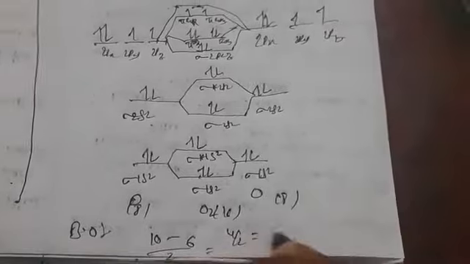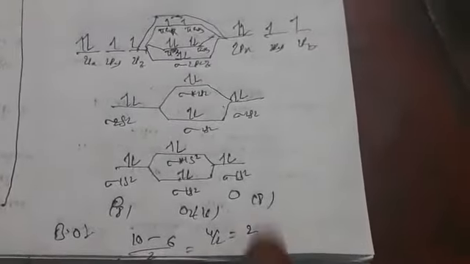So now coming to bond order, what are you getting here? 10 bonding orbitals you are having here. So 10 minus how many antibonding? 1, 2, 3, 4, 5, 6. 10 minus 6 by 2. So you are getting 4 by 2. So here you are having 2 as the bond order.